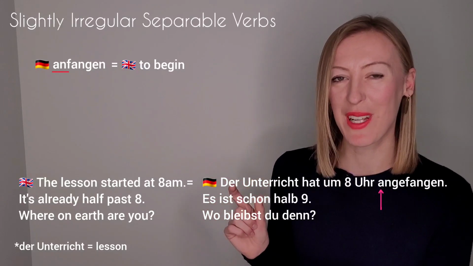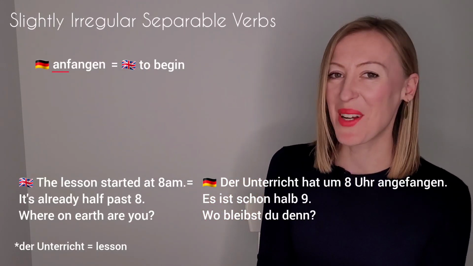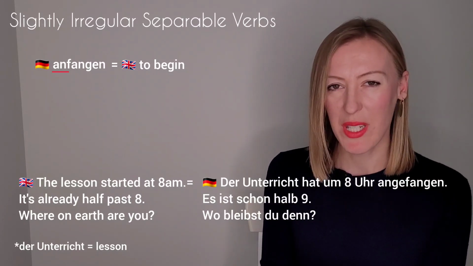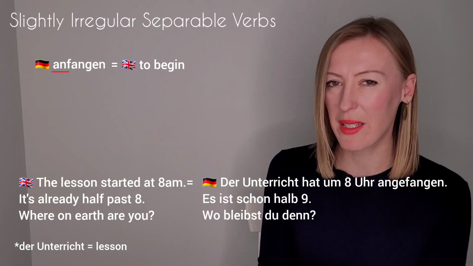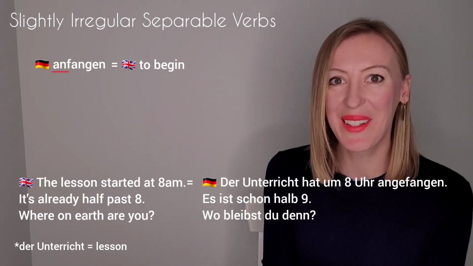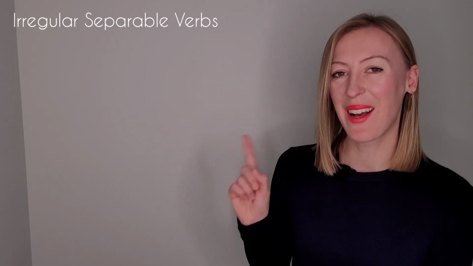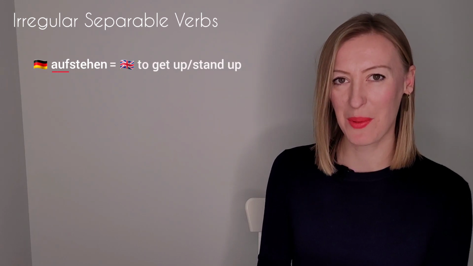GE between the prefix an and fangen. Angefangen. And the rest of the translation, der Unterricht hat 8 Uhr angefangen. Es ist schon 8:30. Wo bleibst du denn? Nützliche Vokabeln. Let's move on to our last category of separable verbs, irregular verbs. Beispiel Nummer 1. Aufstehen. Aufstehen means to get up or to stand up.